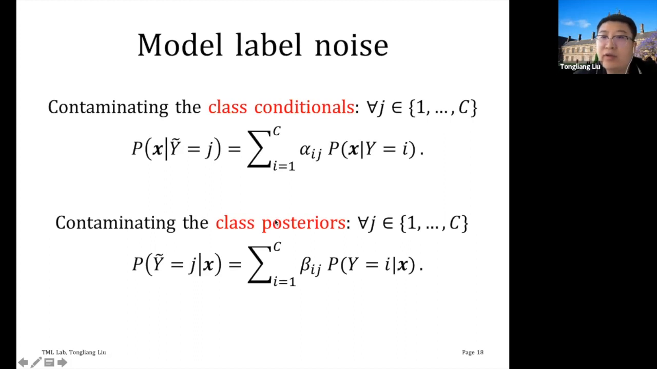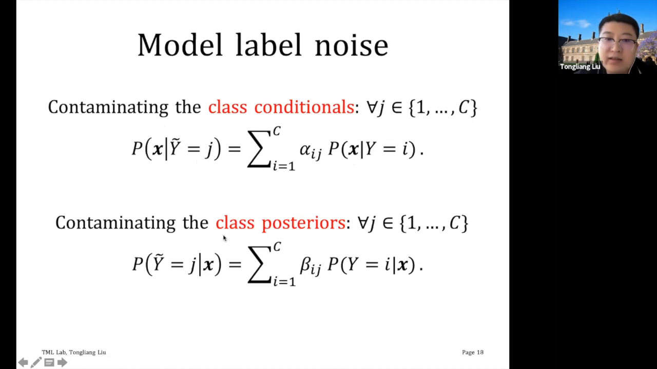To model label noise, we have to know how label noise will be generated. So we have two models for generating label noise. The first one is that we assume the noisy class conditional is a combination of the clean class conditional. P of X given Y is called the class conditional. This is just an assumption. We assume that those probabilities satisfy this equation.